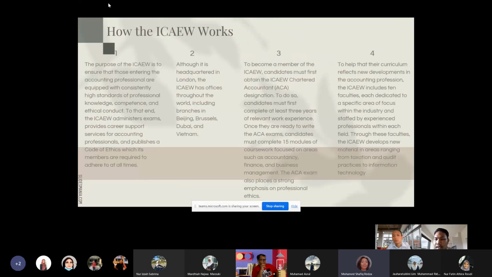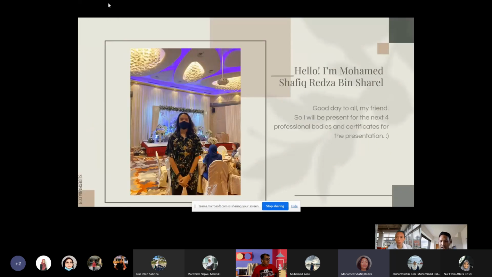And lastly, to have their curriculum reflect new developments in the accounting profession, the ICAEW includes 10 faculties, each dedicated to a specific area of focus within the industry and staffed by experienced professionals within each field. Through these faculties, the ICAEW develops new material in areas ranging from taxation and audit practice to information technology.